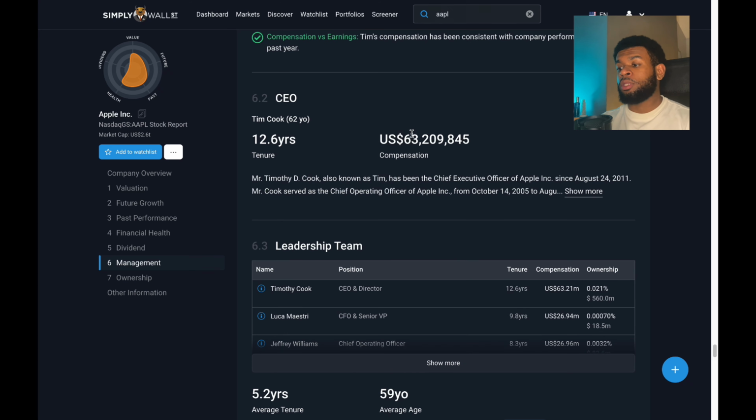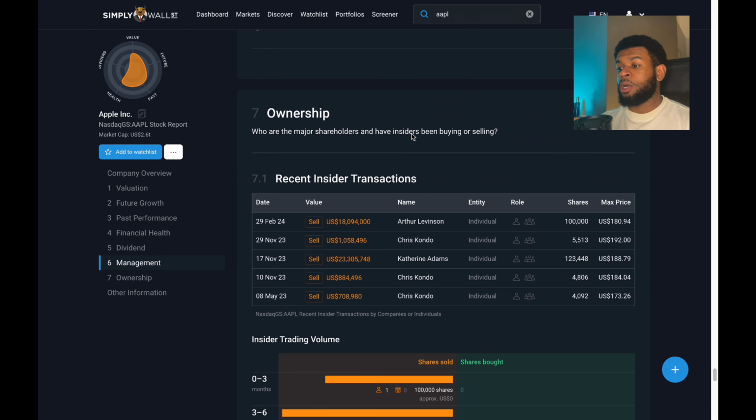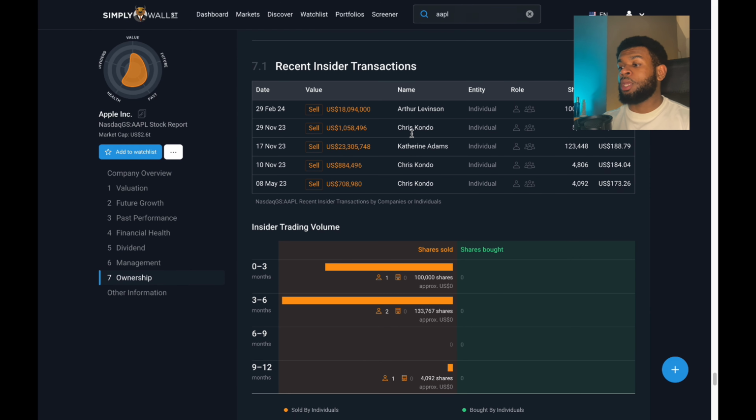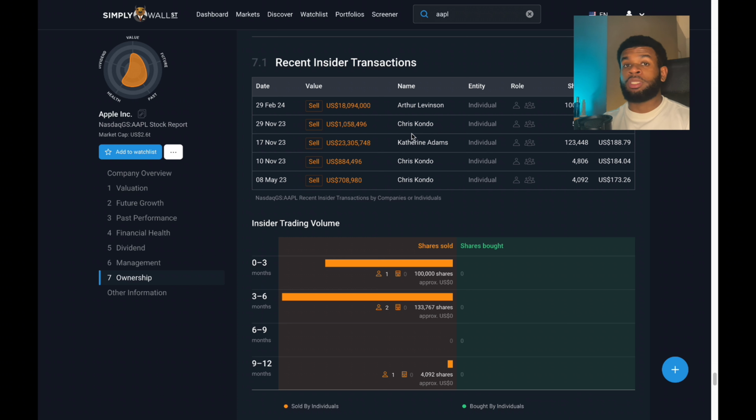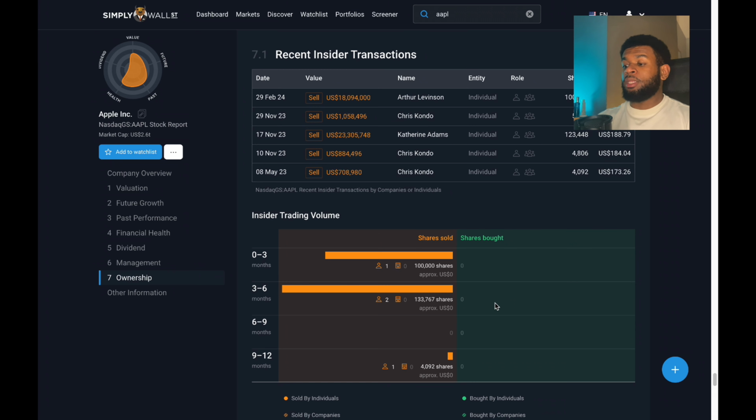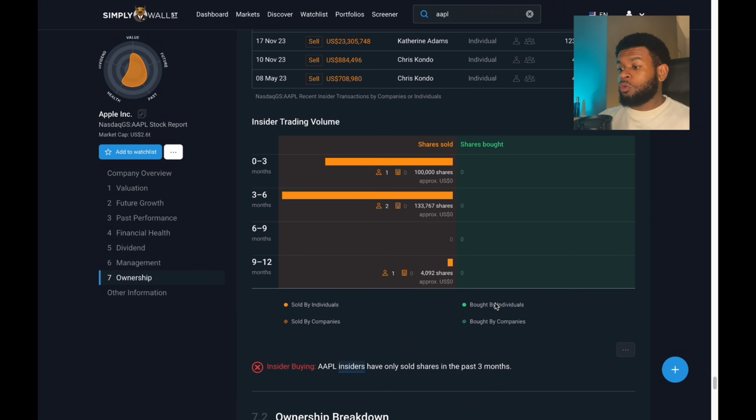Not only that, scrolling down, there is information about ownership of the company and what type of insider transactions are happening. So we can see who sold shares. In this case, nobody's actually bought shares. However, this doesn't necessarily mean it's a bad thing if people are selling shares. It could just mean different types of profit taking. However, it is a great overview to have a look at and really build that picture and that story around your general idea.